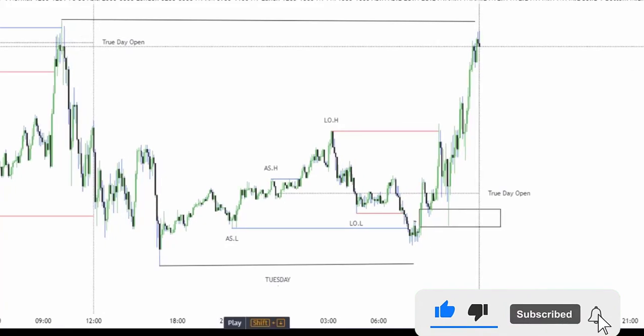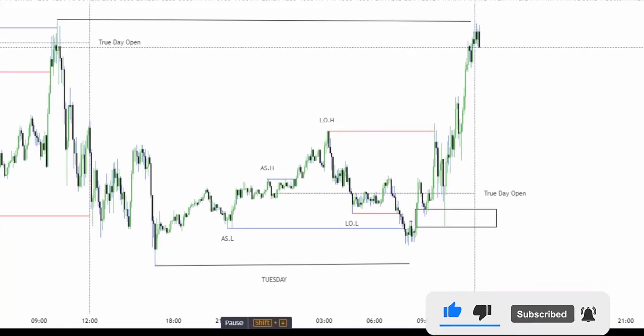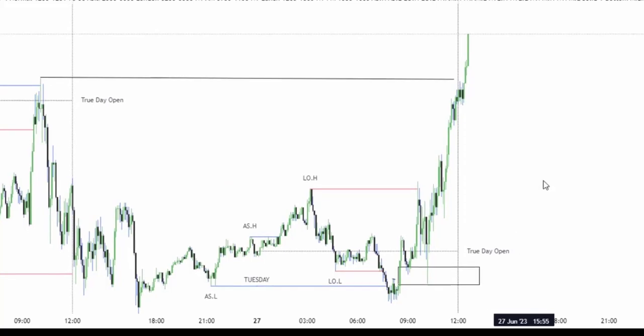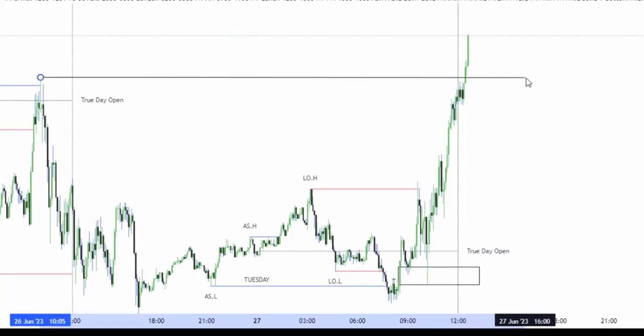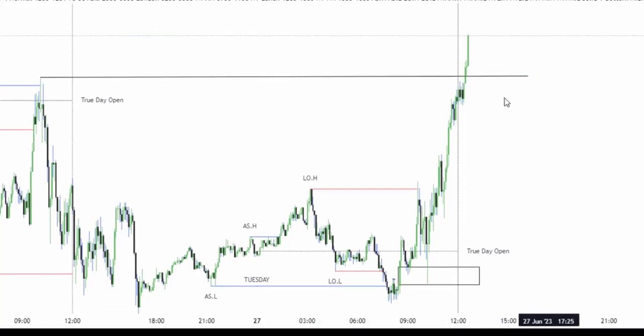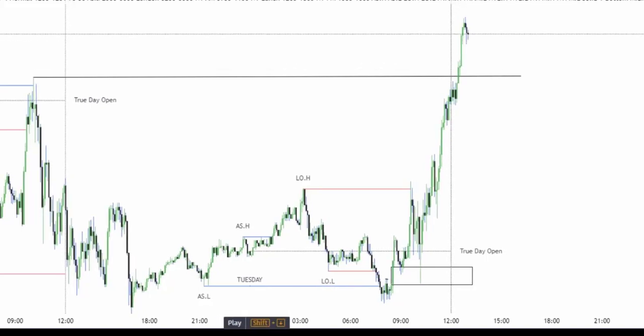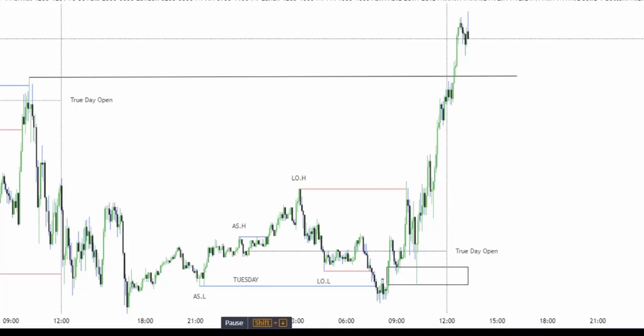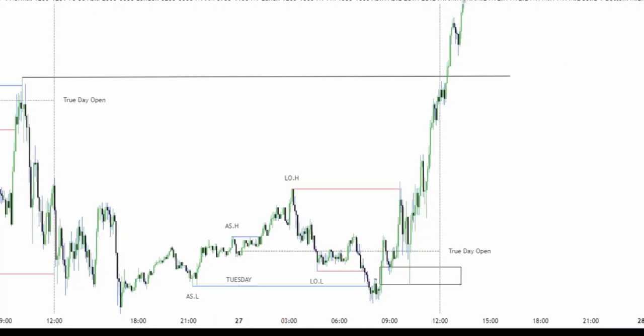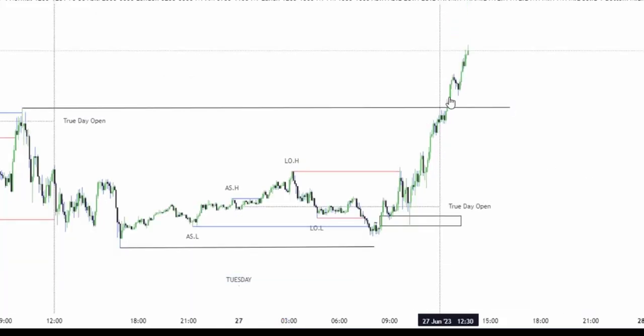As you can see, price is going, and it eventually took out this previous day high, and will eventually continue to the upside. So that is all for liquidity and sell side and buy side liquidity.